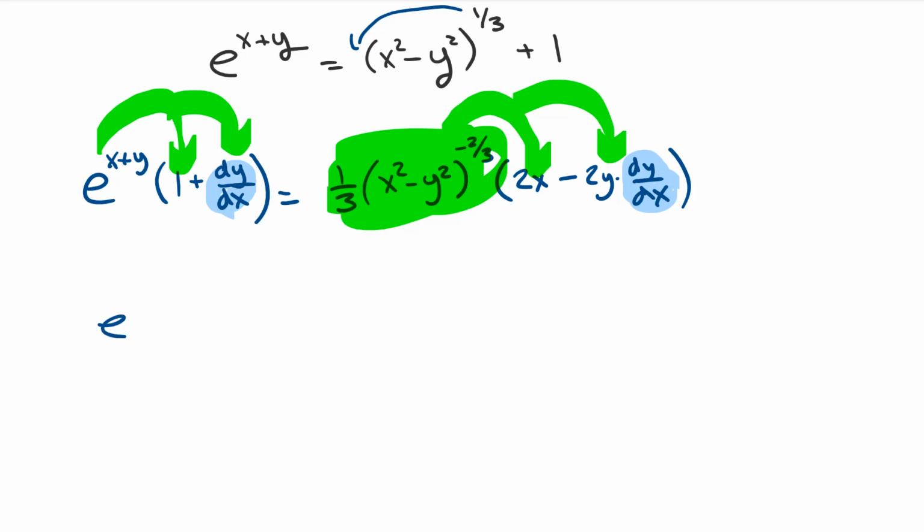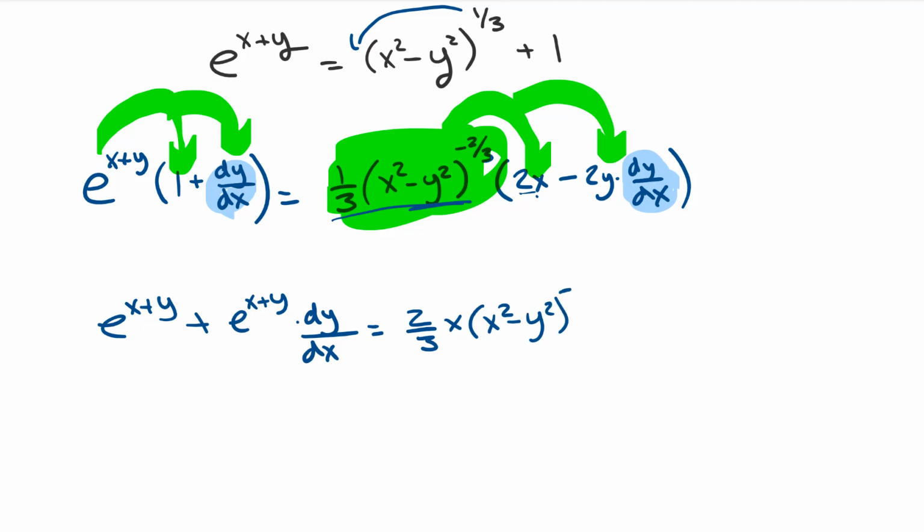Let's go. So we get e to the x plus y times 1 is equal to e to the x plus y times dy dx. Cool. Parentheses are gone. We like that. Now we're going to take this monster and multiply it by 2x. I'm going to put the 2 and the 1/3 together, 2/3, and slap the x out front, and then multiply it by x squared minus y squared to the negative 2/3 power. Minus.